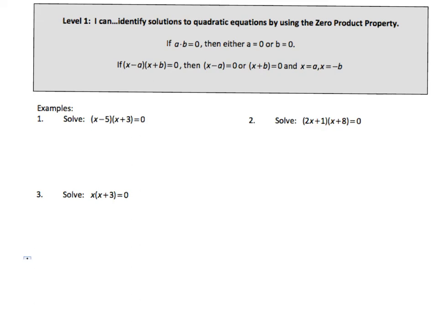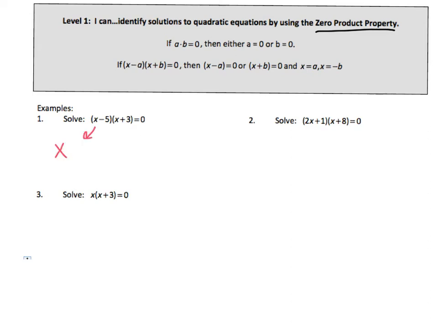Okay, so 3.2 level ones are identifying solutions to quadratic equations using the zero product property. So what this is basically, you're going to get something in factored form. You want to get it equal to 0, and then you're going to set each factor equal to 0 because we know anything times 0 is going to equal 0. So this is basically taking case by case.